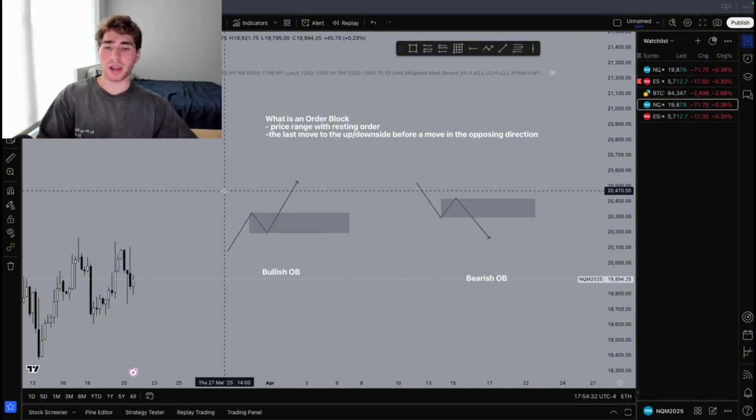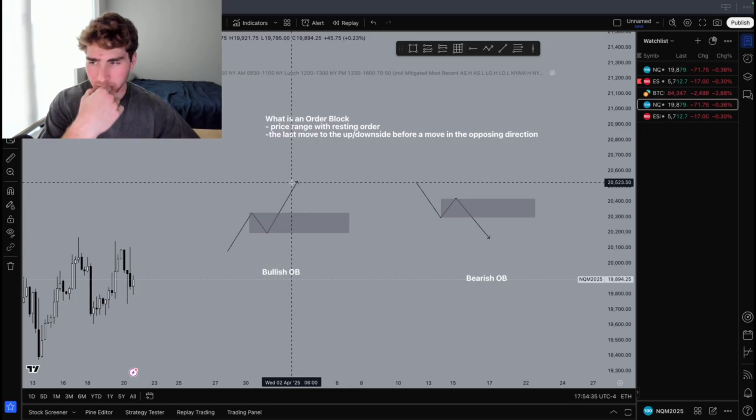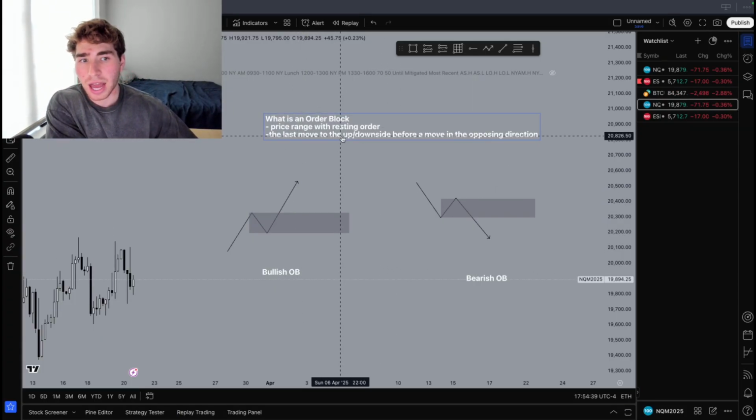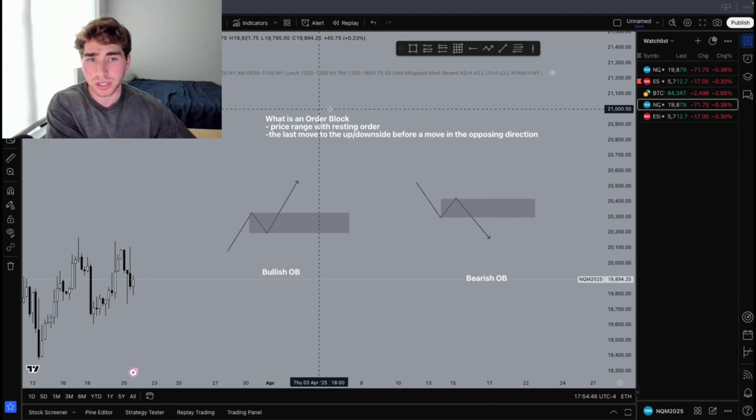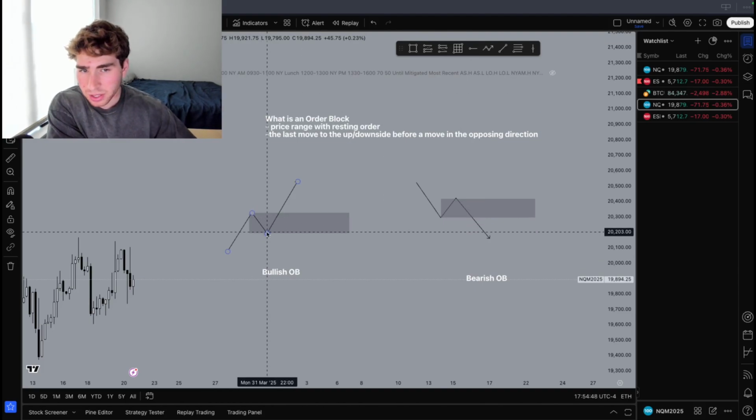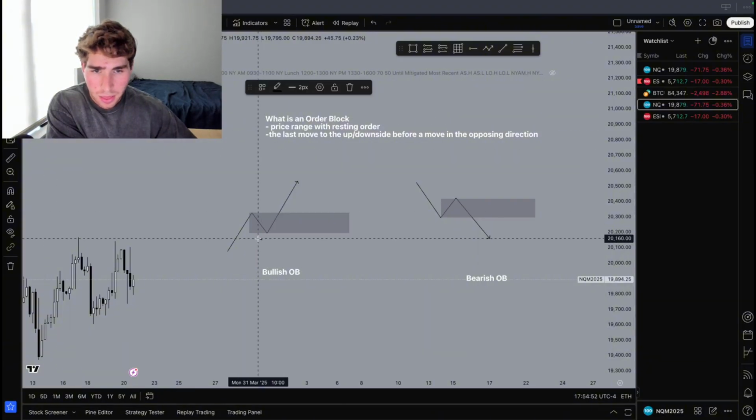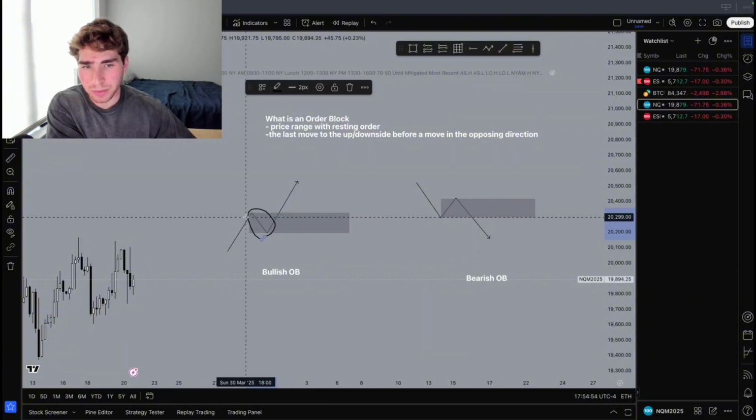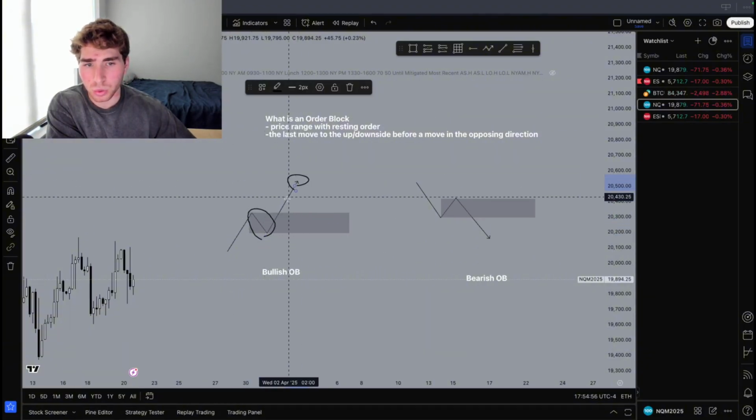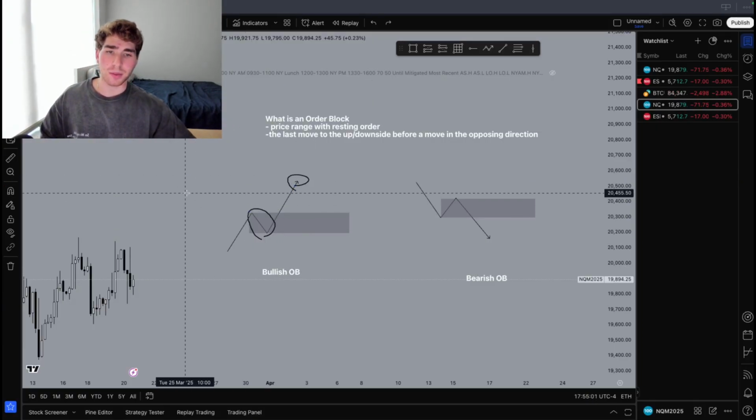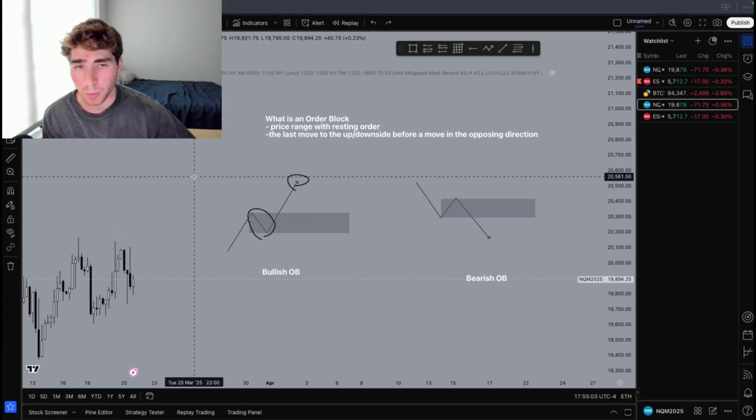In practice, I'll show you guys some examples right now, but give it a minute. First, I want you to understand what I mean by the last move to the upside before a move in the opposing direction, or the last move to the downside before a move in the opposing direction. What does that mean? This leg right here, this small leg, let me highlight it for you. This bearish leg, we're in an uptrend. We have a move to the downside, and then we get a candle closure above the most recent swing high, right? That's telling us that price is remaining bullish, so we are in a strong uptrend.